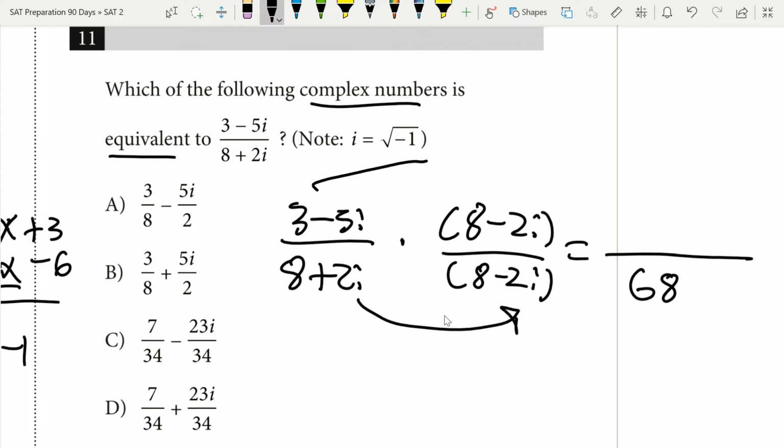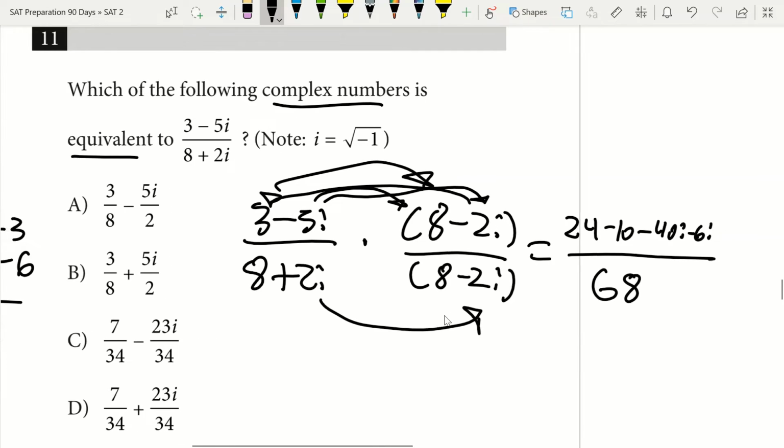Okay, up top, I'm going to have a 3 times a 5, or I'm sorry, a 3 times 8. That's going to give me 24. Then I've got a negative 5i times negative 2i. That's going to be positive 10i squared, which becomes negative 10 since i squared is negative 1. Then I have negative 5i times 8, so that's minus 40i, and then I have negative 2i times 3, which is going to be negative 6i.